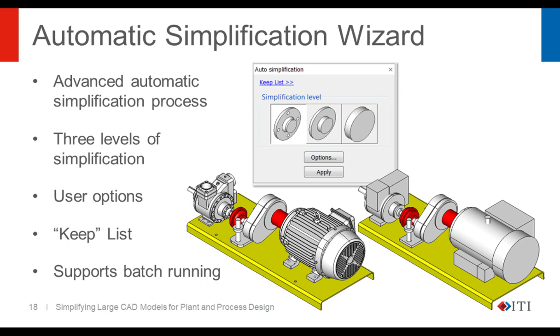And the whole thing, the simplification wizard, supports batch running. It can be called from the command line, using an options file to facilitate fully automatic batch running from the command line within a broader PLM simplification process. So check a model out, run a simplification process, plug it straight into my plant design system.